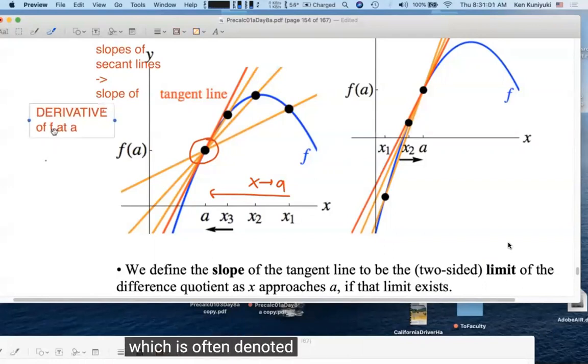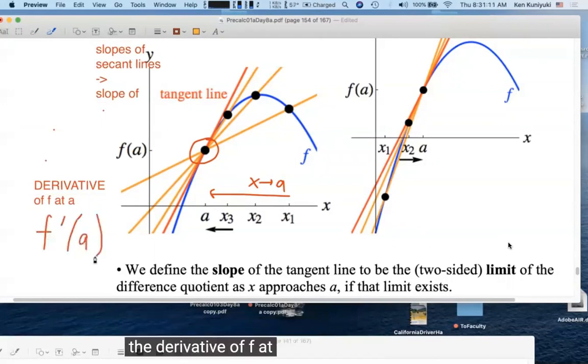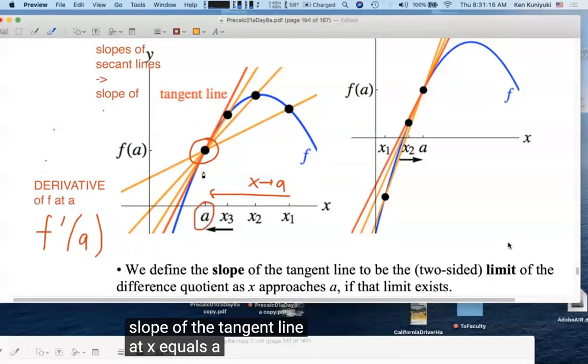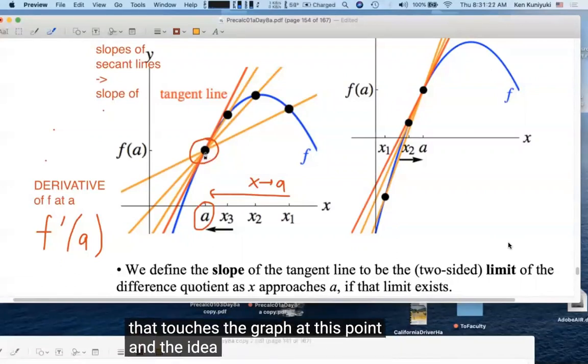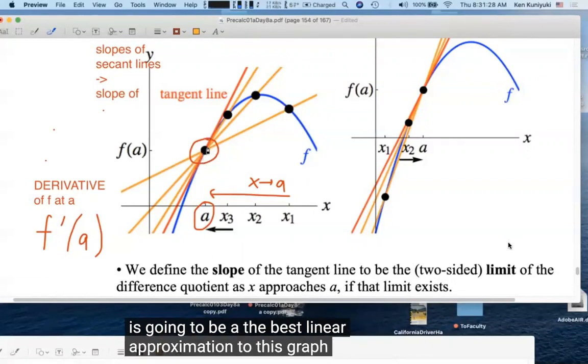Which is often denoted by f prime of a. The derivative of f at a, that's the slope of the tangent line at x equals a. The slope of the tangent line that touches the graph at this point. And the idea is that this tangent line is going to be the best linear approximation to this graph near this point.